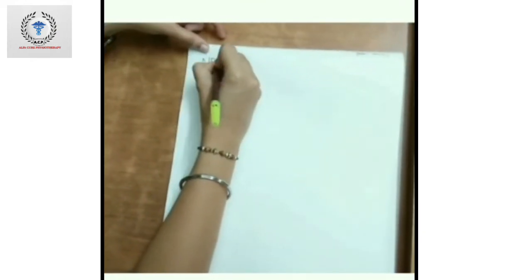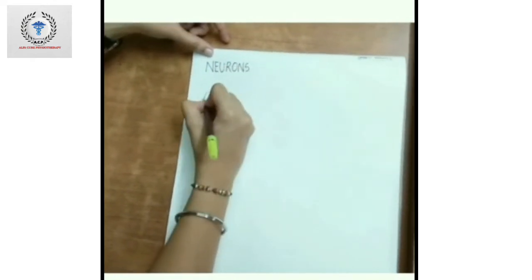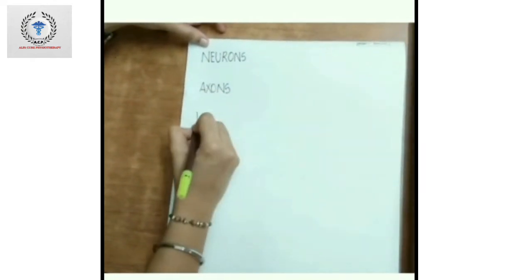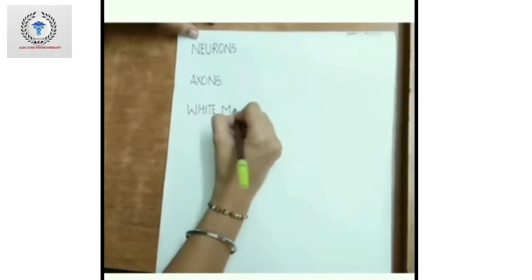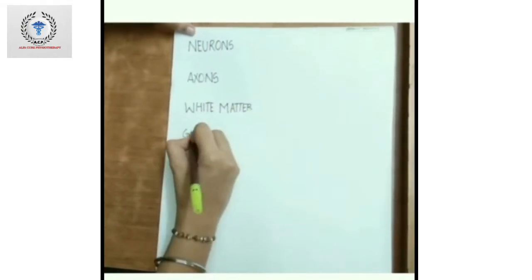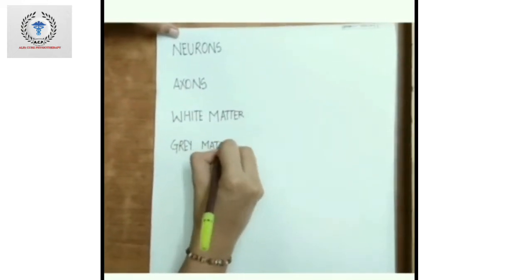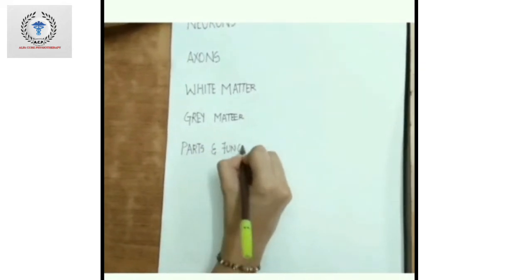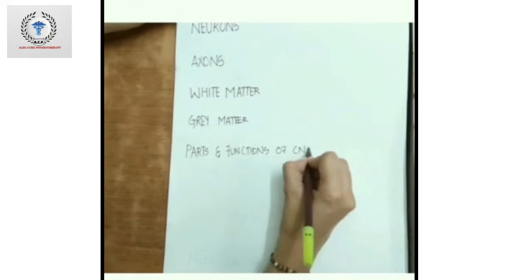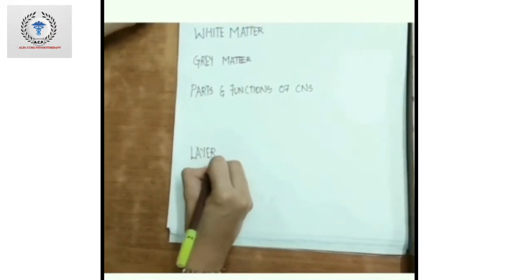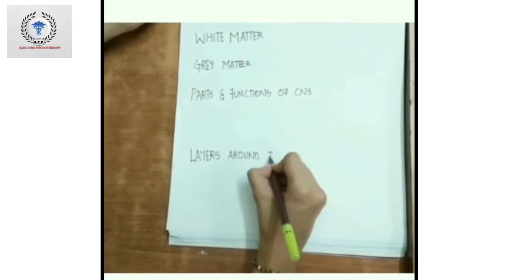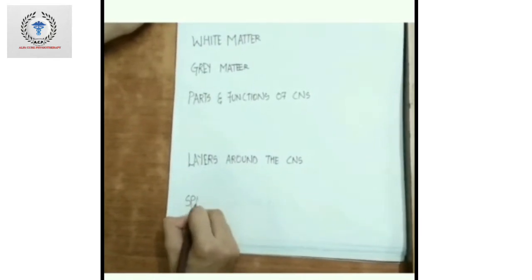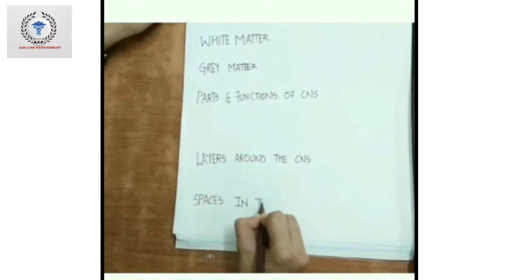I'm going to cover a few basics of neuroanatomy. The topics we are going to cover today are neurons, axons, white matter, grey matter, parts and functions of the CNS. CNS or the central nervous system, which includes brain and the spinal cord. Further, we are going to study about layers around the central nervous system and spaces around the CNS. So let's begin.